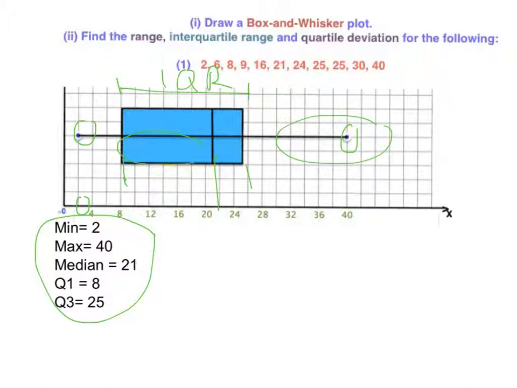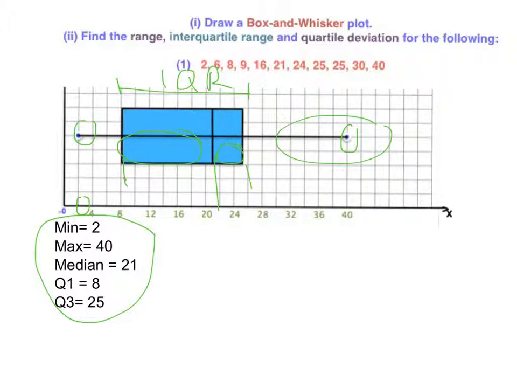here 25% of the data is between 8 to 20, and another 25% of the data is between 20 to 25. And the interquartile range basically represents 50% of the data, which is actually skewed towards the lower end of the distribution.